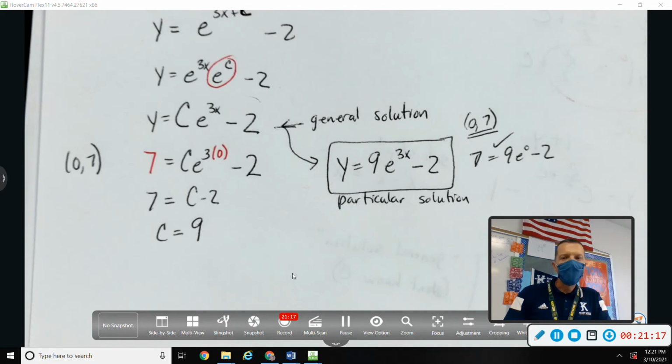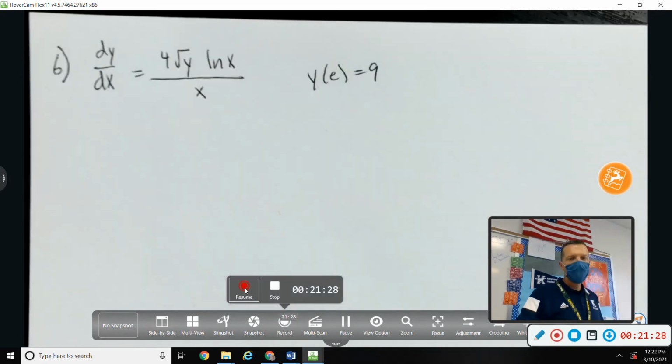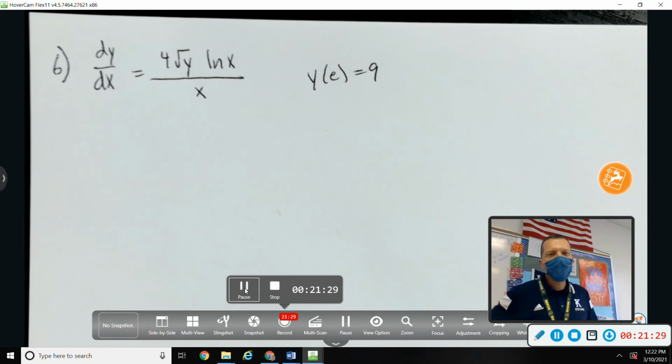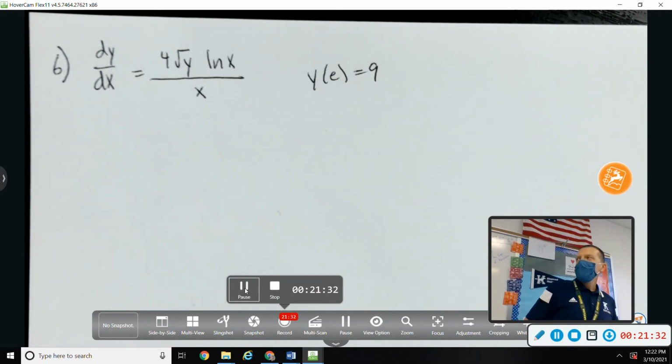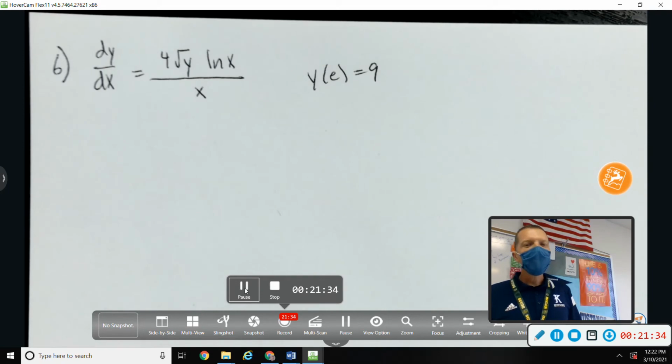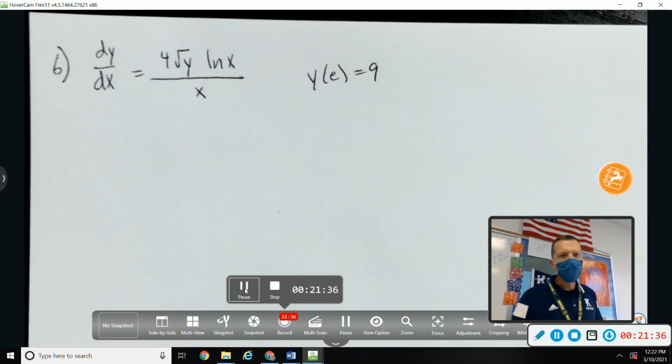All right, if you're watching at home, grab the worksheet that I posted because we're going to do number 6 together. All right, so there's number 6 from the worksheet. Press pause, try it at home, give it a go, and then we'll go over it.